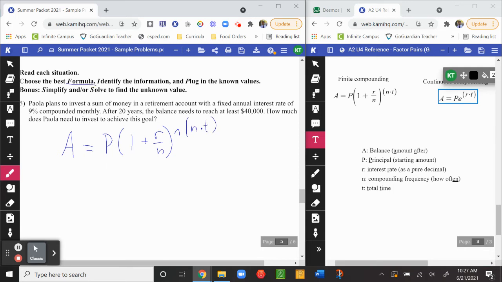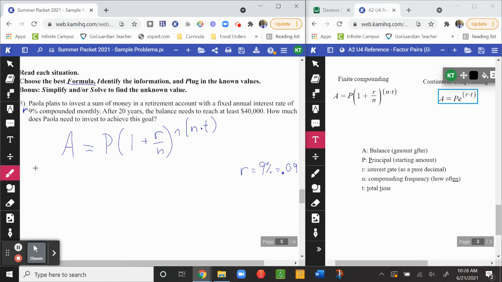Okay, that's the formula. Now I'll identify the information. The information that I could find is the balance, the principal, the interest rate, the compounding frequency, and the total time. Let's see, Paula plans to invest a sum of money in a retirement account with a fixed annual interest rate of 9%. Ooh, my interest rate is 9%, or 0.09. Let's continue.